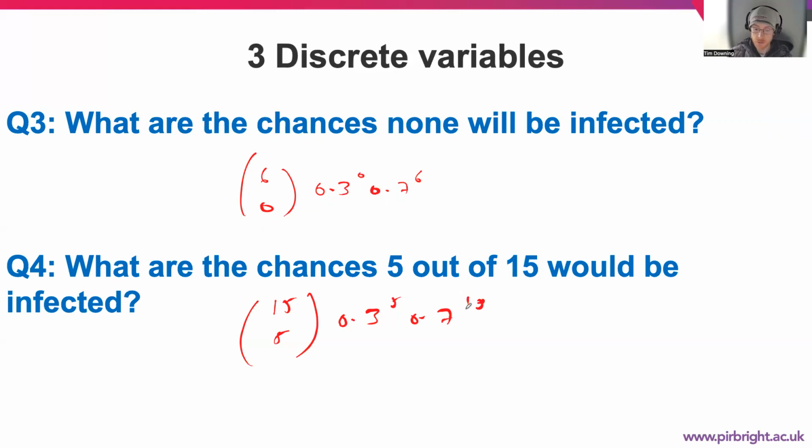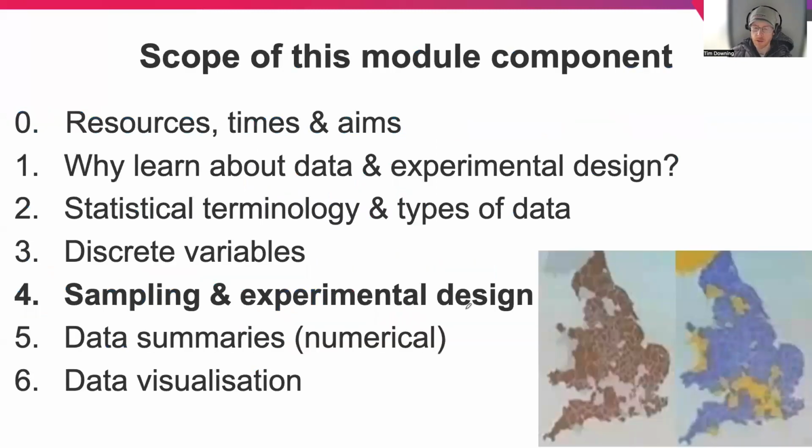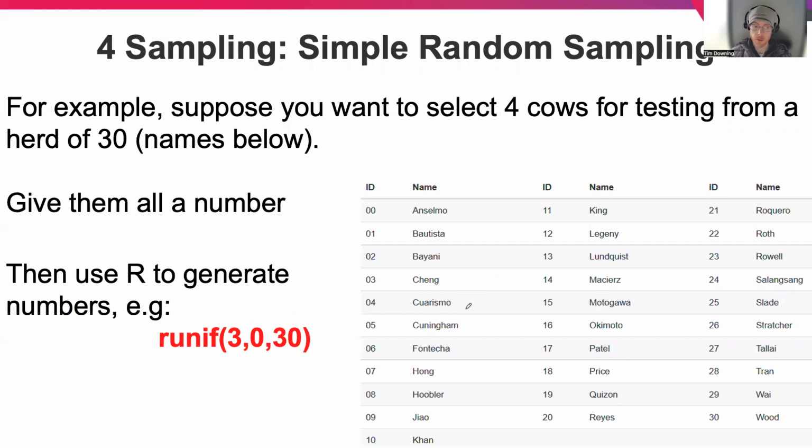So that brings us to the more complex area of sampling and experimental design. We talked about how we can apply simple random sampling with R using code like runif that will generate 3 random numbers in this range of 0 to 30. And we can toggle those features depending on what we want.